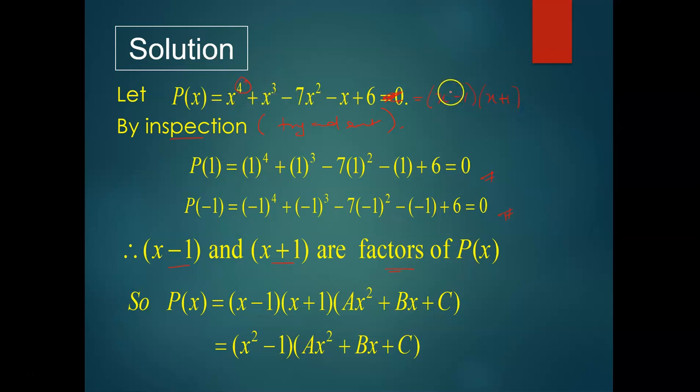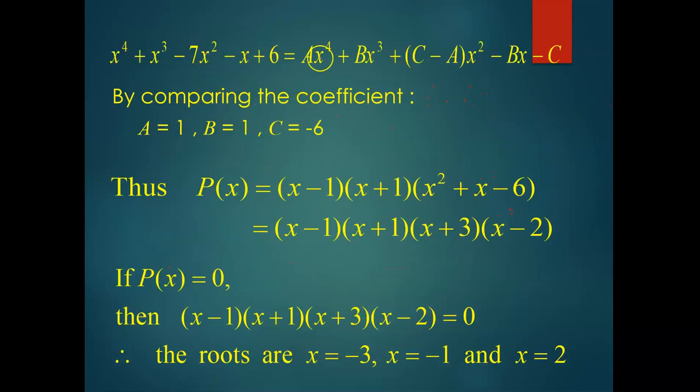Power 4 ini sudah keluar dua power, then you left another quadratic kan di sini, x squared plus bx plus c. So how to find ini? Either you expand these three brackets and compare the coefficients ataupun you do long division. Okay. In this solution diorang buat comparison.